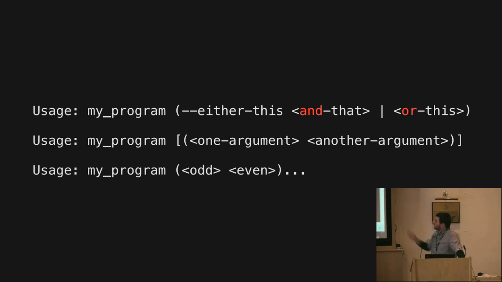And these kinds of things you don't get in any other command line parsing library. For example, the last one, you just cannot get it. The docopt will make sure that the arguments which are passed to your program go in pairs. So there are odd, even, and so forth.